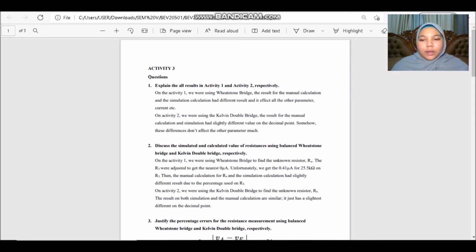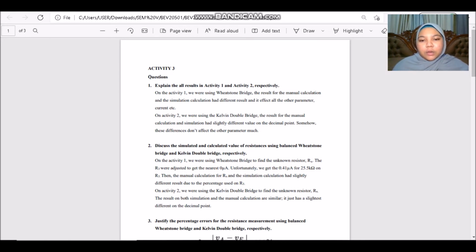The second question is to discuss the simulation and calculation values of resistance using the balanced Wheatstone bridge and Kelvin Double bridge respectively. In activity 1, we were using the Wheatstone bridge to find the unknown resistor. R3 was adjusted to get the nearest 0 microampere. Unfortunately, we got 0.41 microampere for 25.5 kilo ohm on resistor 3.